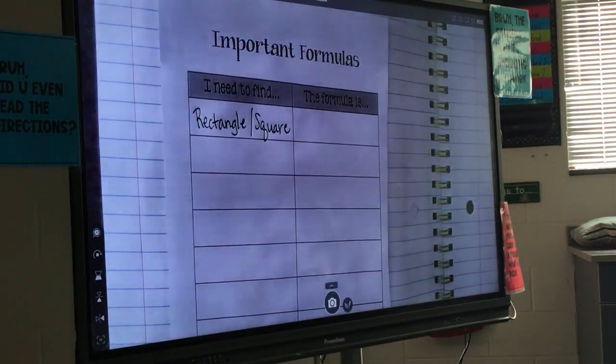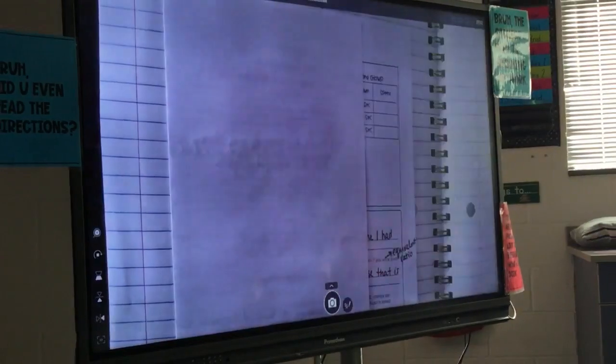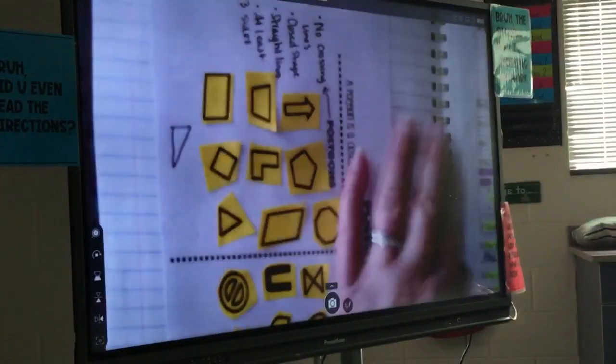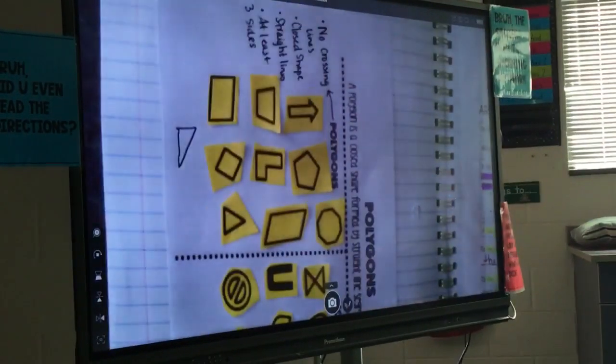All right, so at this point I need you to not be lazy right now. I need you to turn back in your notes that we literally just glued in and say, what is the formula for a square / rectangle?